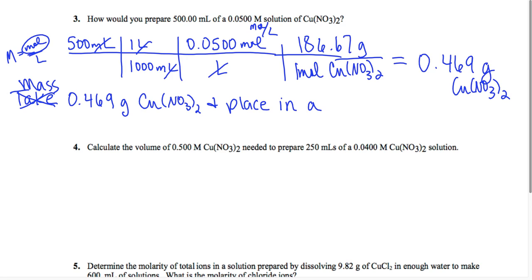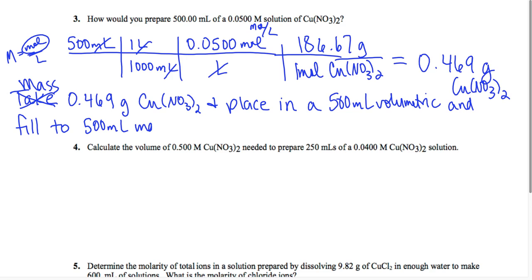in what am I going to put them in? What kind? A 500 milliliter volumetric. I expect to see that because that's important. You're not going to put it in the 2 liter. There's all those to pick from. In a 500 mil volumetric, and I'm going to do what? Where am I going to fill it to? Fill to the 500 milliliter mark.